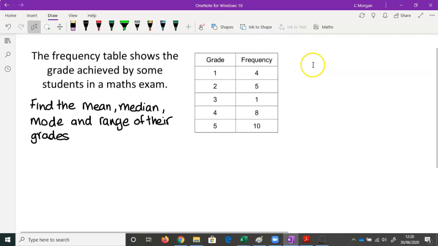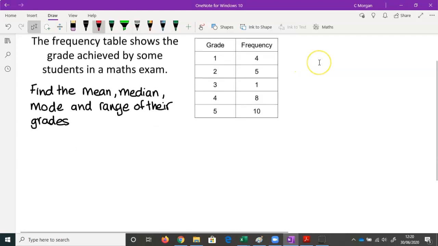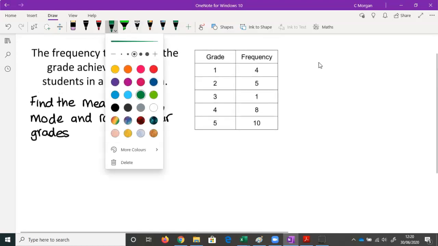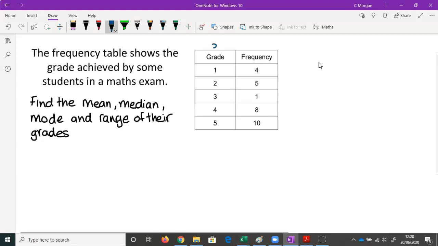Okay, so if I was doing this question, I'm going to find the mean first because that's what I've just been through with you. I'm going to find my blue pen because I want to write in blue. I'm going to call the grades X and my frequencies F, and I'm going to multiply those together, Fx. 1 times 4 is 4, 2 times 5 is 10, 3 times 1 is 3, 4 times 8 is 32, and 5 times 10 is 50.